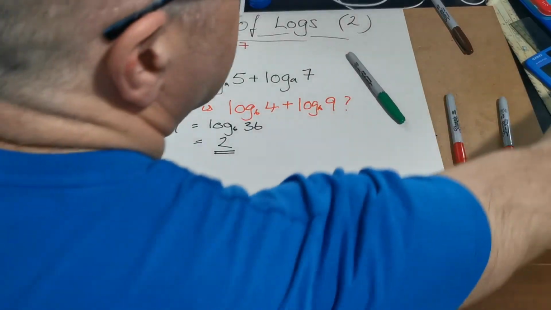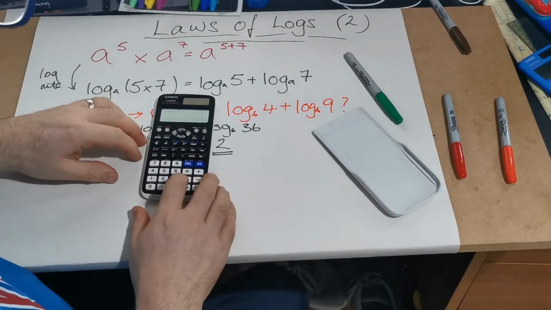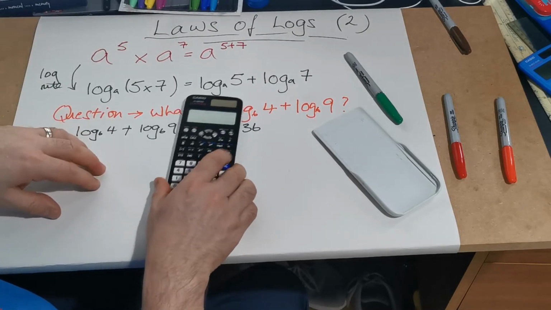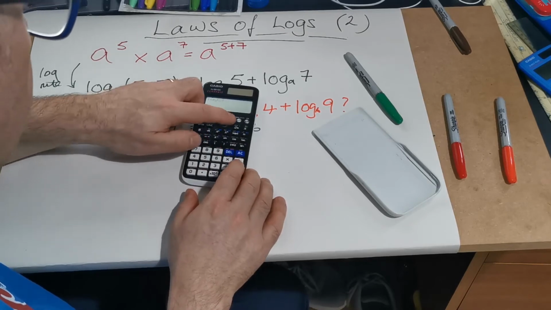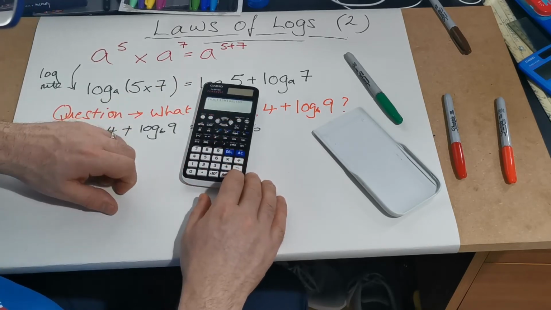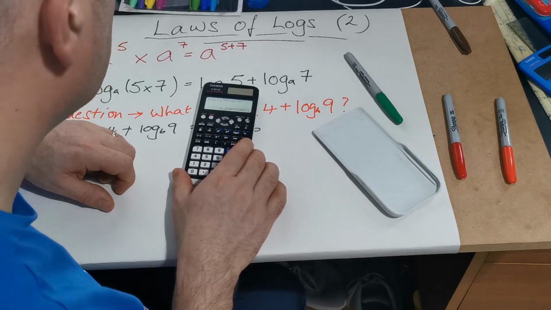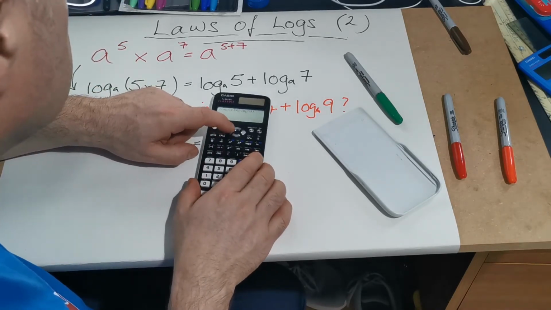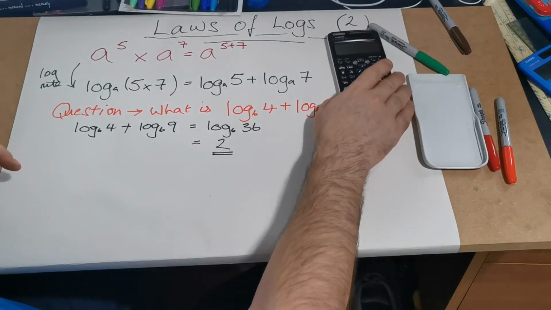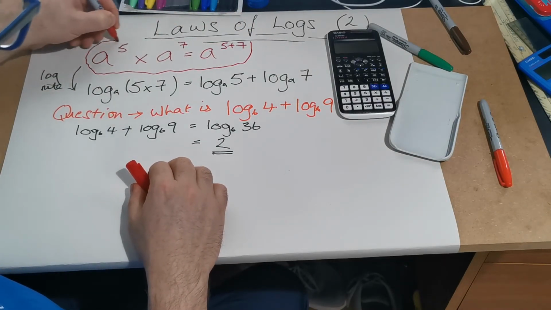So let's just double check that on our calculator. First of all, log to the base 6 of 36 is equal to 2. But let's also look at log to the base 6 of 4 plus log to the base 6 of 9. Again, 2. Right, so that's the first one that we want to think about.